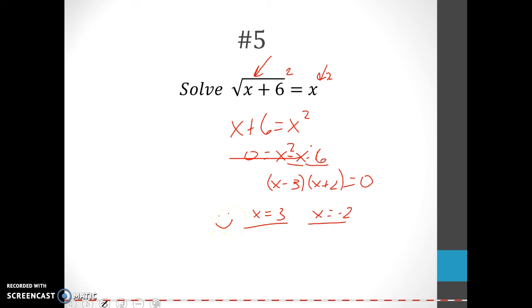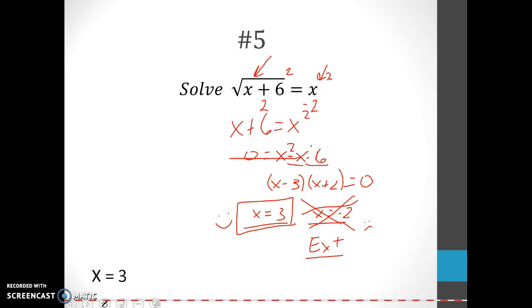But if I plug in a negative 2, negative 2 plus 6 is 4. The square root of 4 is positive 2. But if I plug the negative 2 into the right-hand side, that's negative 2. Those are not equal to each other, which means this is an extraneous solution. And so I'm just going to cross it off. I can put down that it's extraneous. It is not a solution. The only solution here that works is x equals 3.